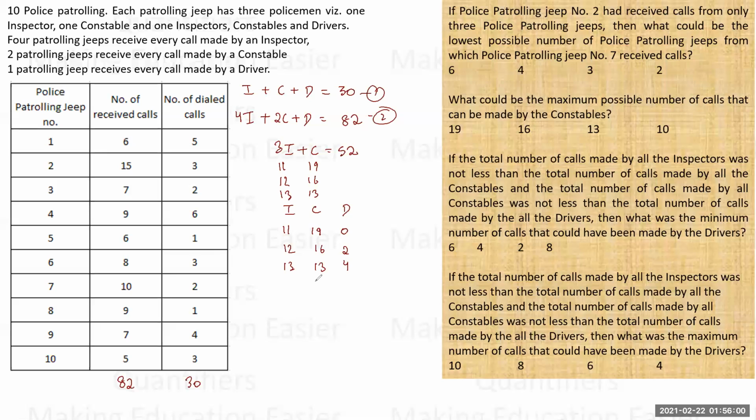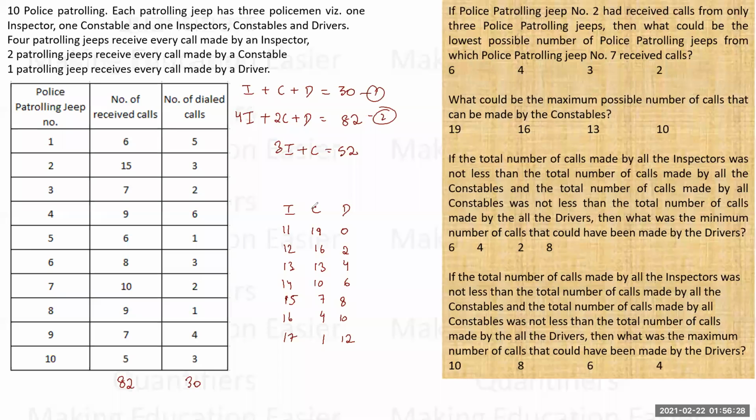19, 16, 13, 10, 7, 4, and 1. Okay. 13, 14, 15, 16, and 17. 0 to 4, 6, 8, 10, and so these are the possibilities of calls made by inspectors, constables, and drivers.